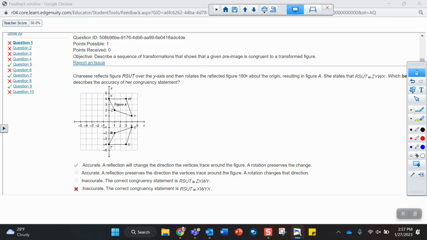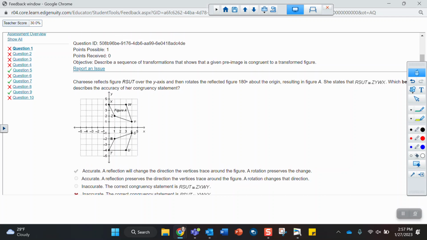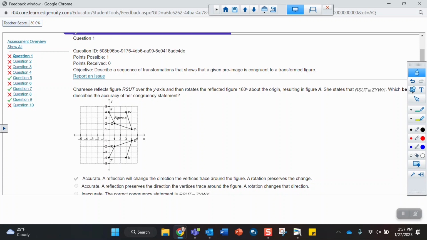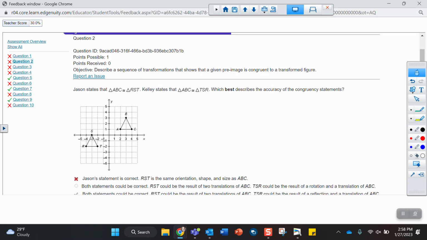The reflection changes the direction that you go around the shape. So if you were going clockwise around it here, you would go counterclockwise around it there because it was reflected. Rotations themselves keep the order the same, but again, it was the reflection that changed the direction of the vertices.